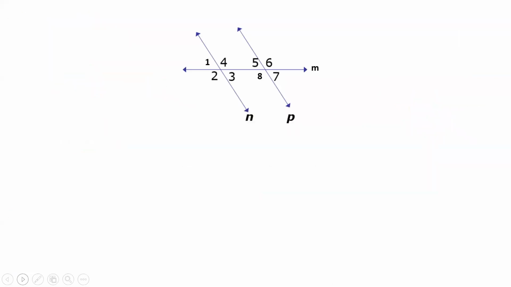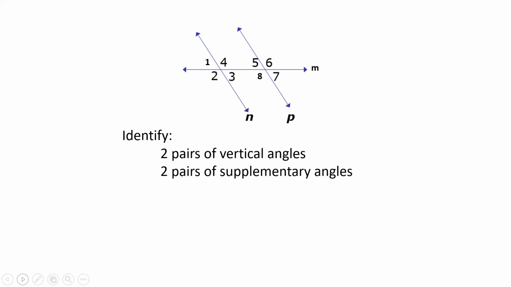All right, look at these. Actually, there are 3 lines, right? What are the parallel lines? The parallel lines are N and P, and line M is called the transversal. So think in your head, give me a pair of vertical angles. What is your answer? Hopefully you know that 1 and 3 are vertical, 2 and 4 are vertical, 5 and 7 are vertical, and 6 and 8 are vertical. And what's true about vertical angles? They are congruent.